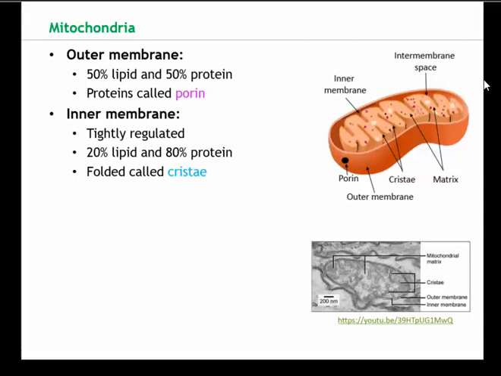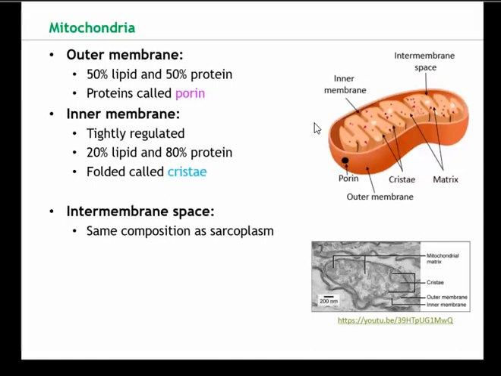They're tightly regulated, as it requires a host of proteins to regulate what comes in and what comes out of the cristae. They're less permeable than the outer membrane. So the outer membrane is pretty permeable to substances entering into the mitochondria, but the inner membrane is tightly regulated and only allows oxygen and ATP to pass through this inner membrane here. It aids in ATP production, so this is where all of that ATP comes from.